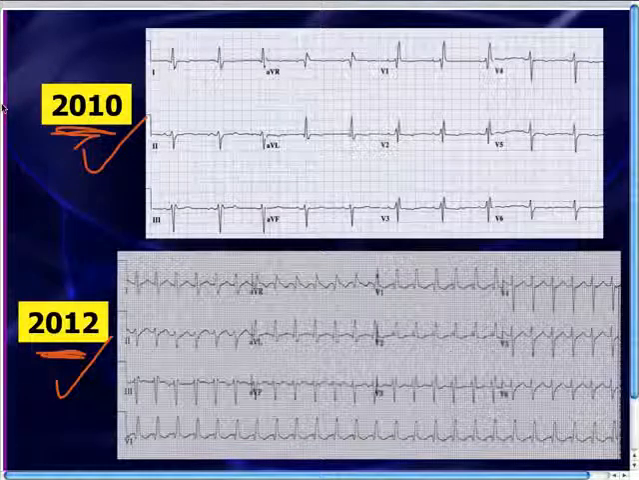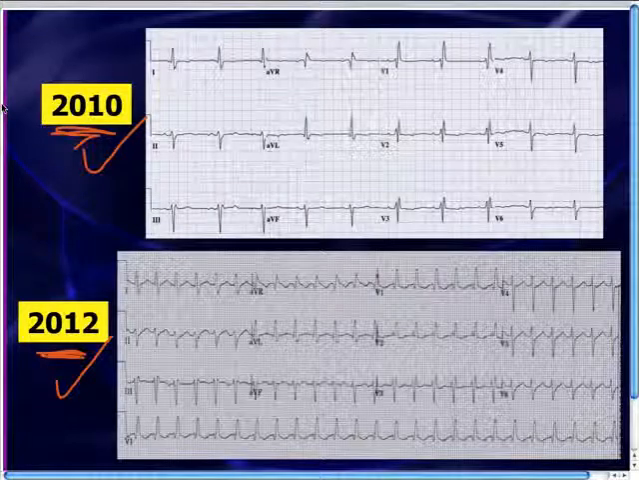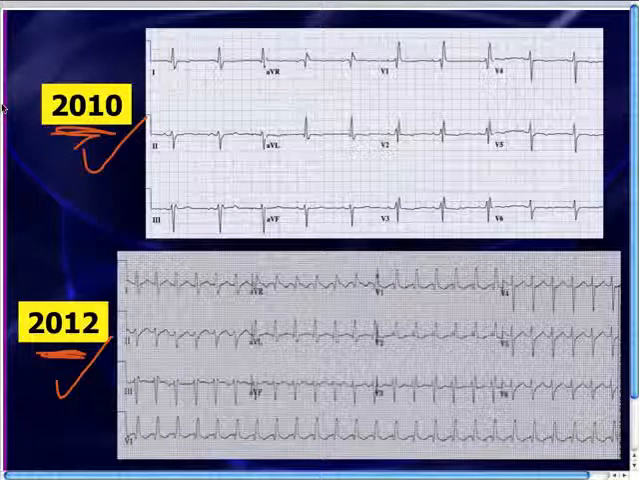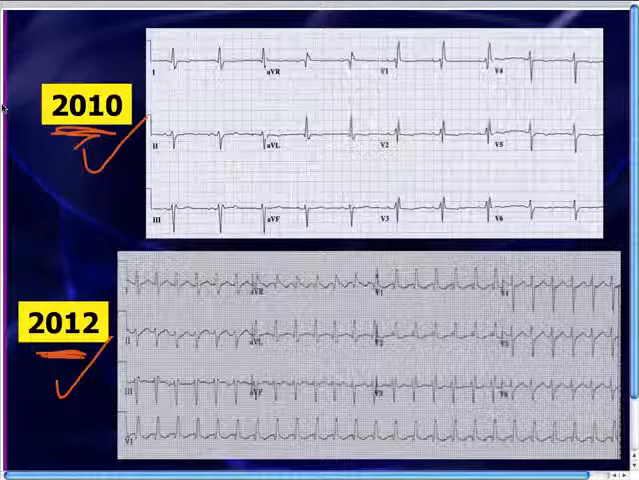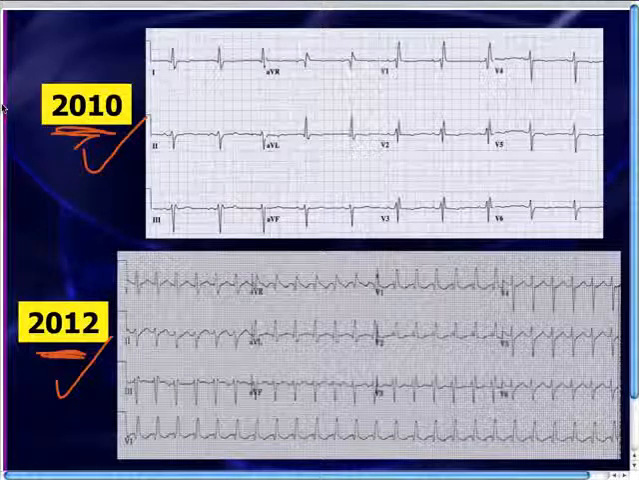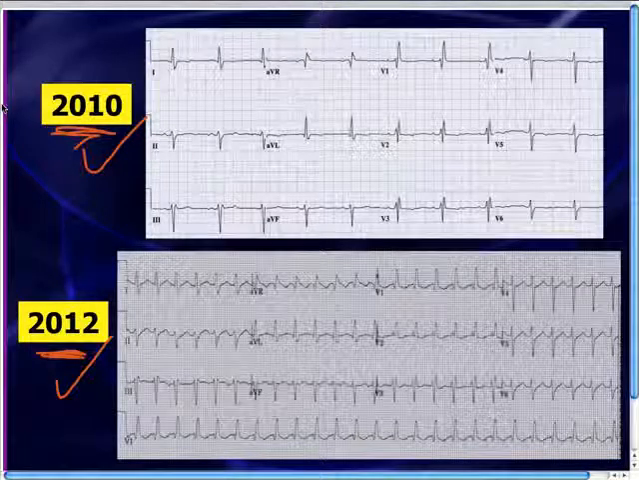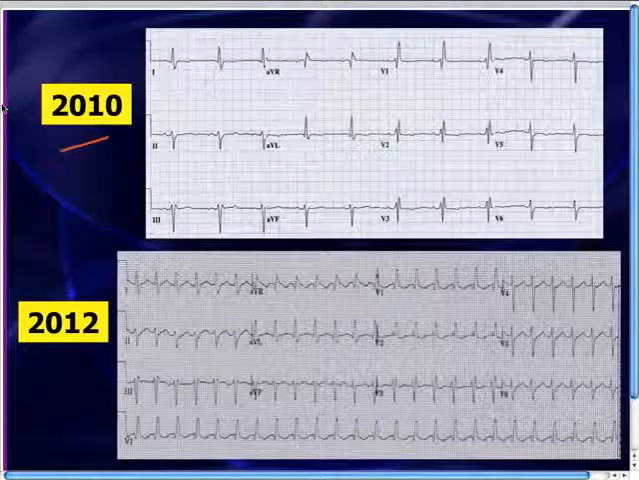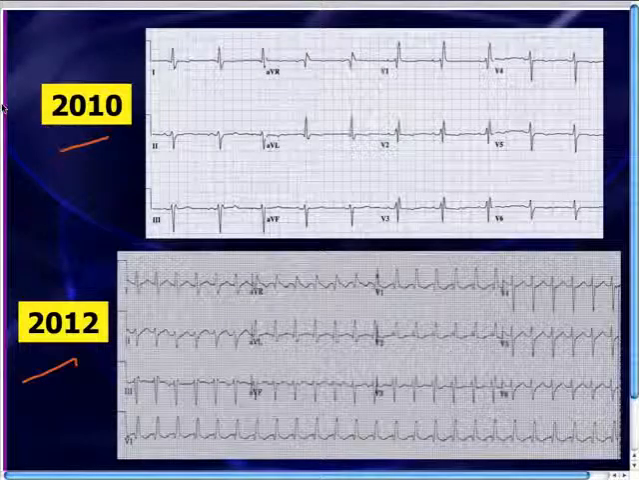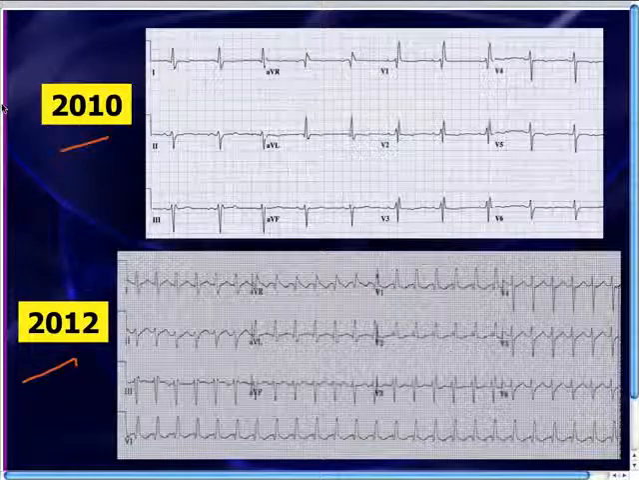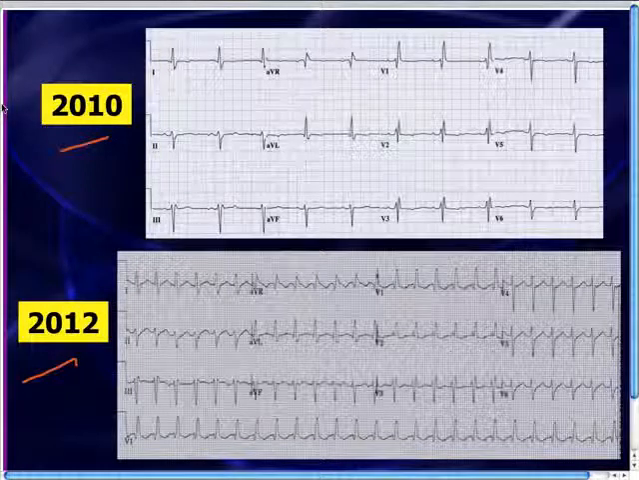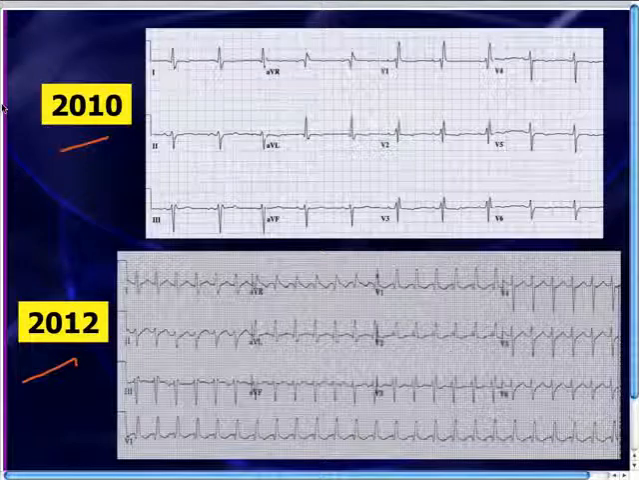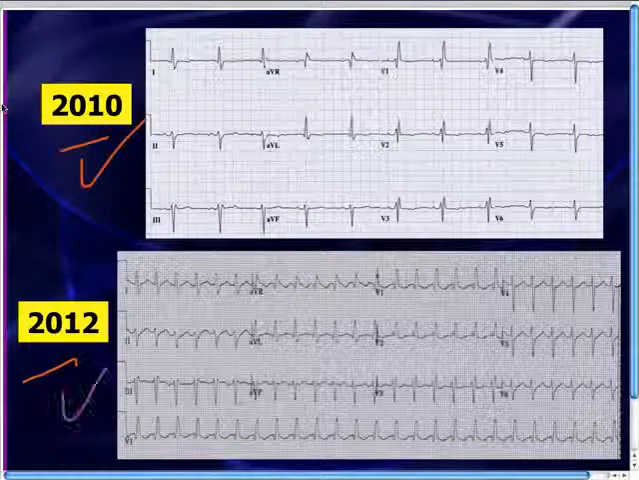Now be very careful about what I'm saying, because you can have an old left or right bundle branch block pattern and then go into new ventricular tachycardia. But when that person goes into the new ventricular tachycardia, some of the QRS complexes are going to change morphology or axis. What you'll notice here is that the 2010 EKG QRS complexes and the 2012 QRS complexes are the same. There's no change in axis, no changes in morphology. And that means if this was a right bundle, then this is a right bundle also.